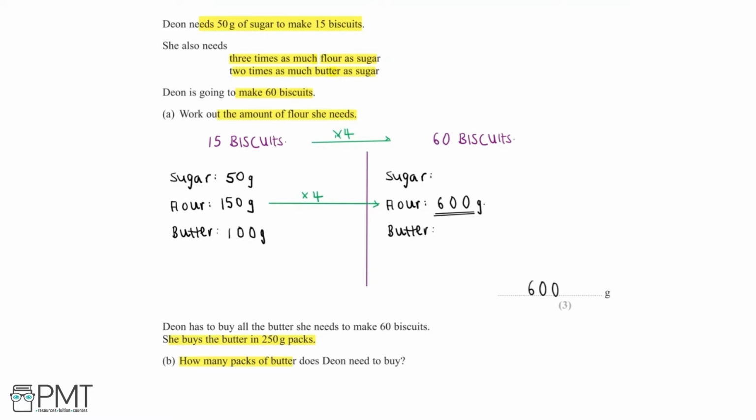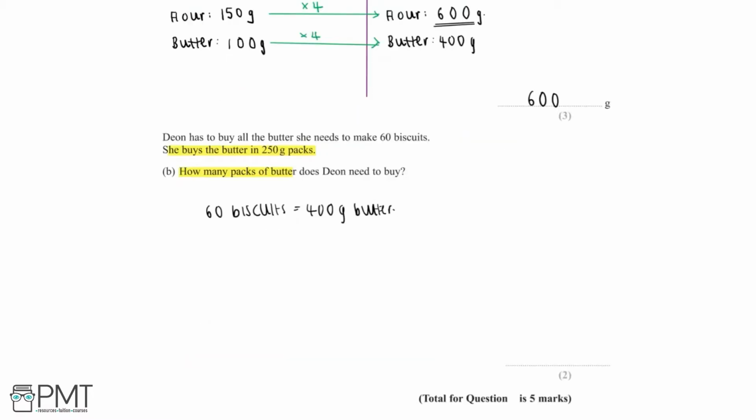We know that we need 100 grams of butter to make 15 biscuits. And so to make 60 biscuits, we'll need 100 multiplied by 4, which is equal to 400 grams of butter. So we now know that to make 60 biscuits, we need 400 grams of butter. Now if the butter comes in 250 gram packs, we need to find out how many packs of butter Dion needs to buy. So to do this, we'll do 400, which is our total amount of butter, divided by 250, which is equal to 1.6.